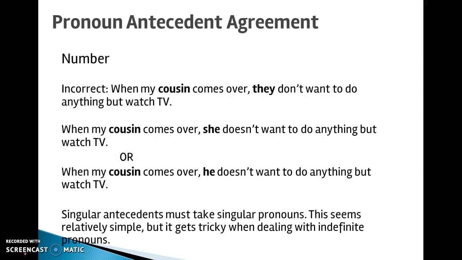The next example of pronoun antecedent agreement is number. We have to stay consistent with number. So if we were to say, "When my cousin comes over, they don't want to do anything but watch TV," we've used an incorrect pronoun because cousin is singular, whereas "they" is a plural pronoun. We could either say, "When my cousin comes over, she doesn't want to do anything but watch TV," or we could say, "When my cousin comes over, he doesn't want to do anything but watch TV." Either case is fine because both pronoun and antecedent are singular, so they match. Go ahead and take a minute to write the corrected sentence down on your handout.